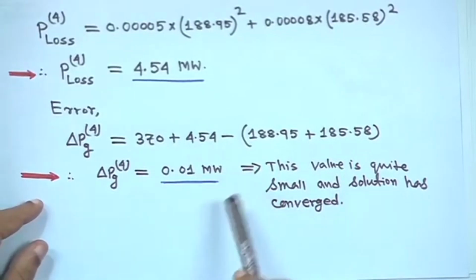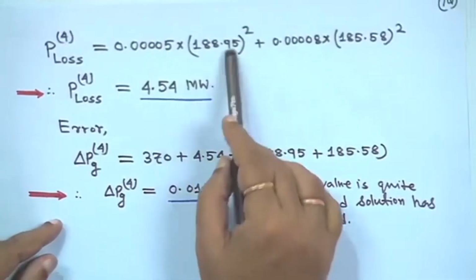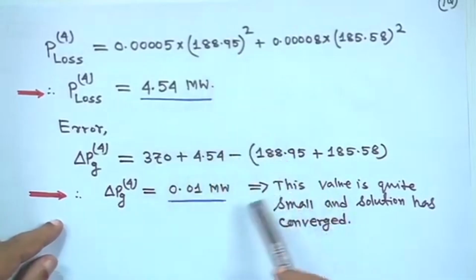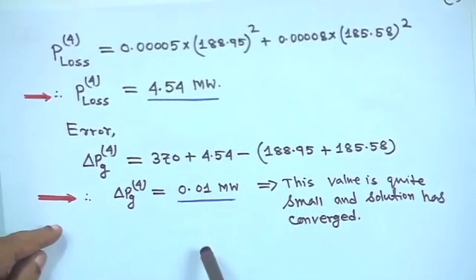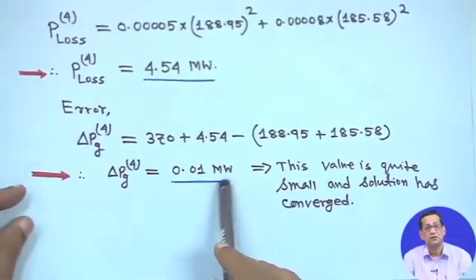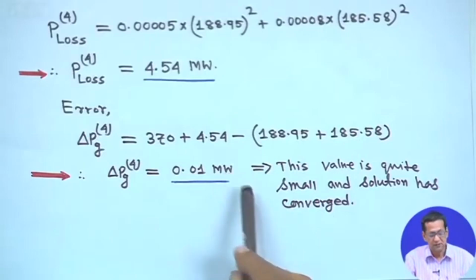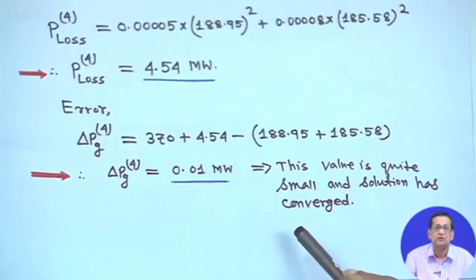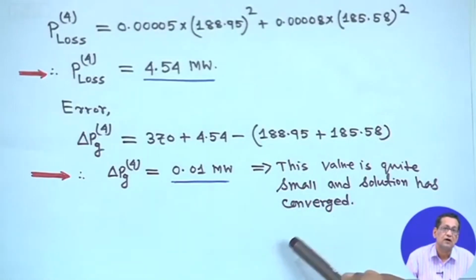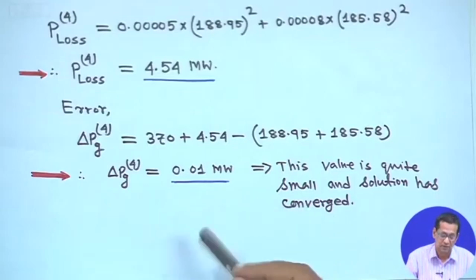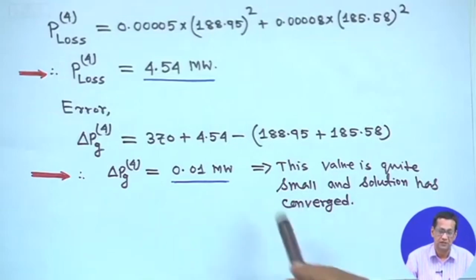That means when you introduce this loss formula, it takes more iterations. Here it takes at least 4 iterations to converge. But the gradient method has the advantage that in every iteration you can easily compute delta lambda, and accordingly modify lambda, the generation, and the losses.